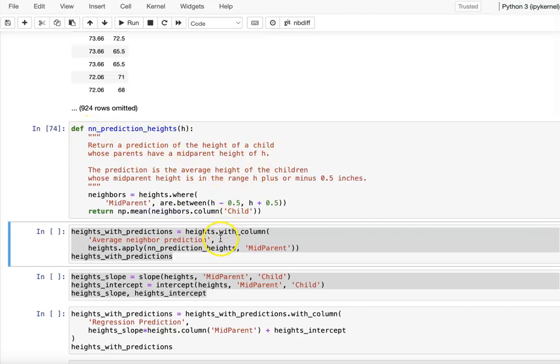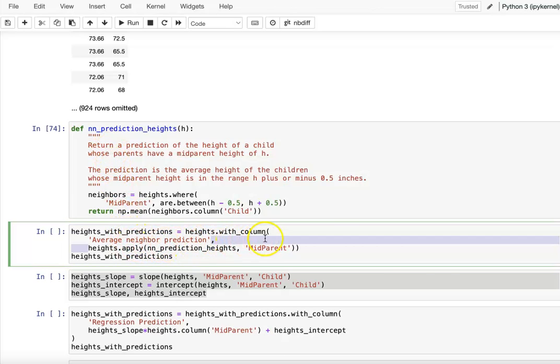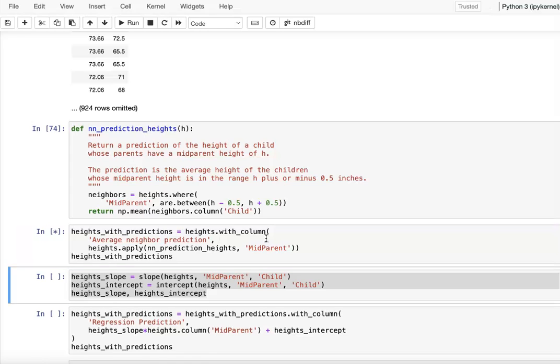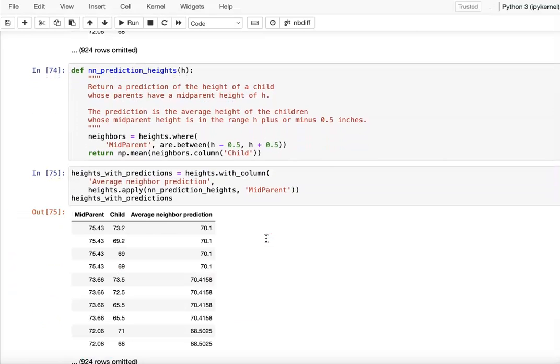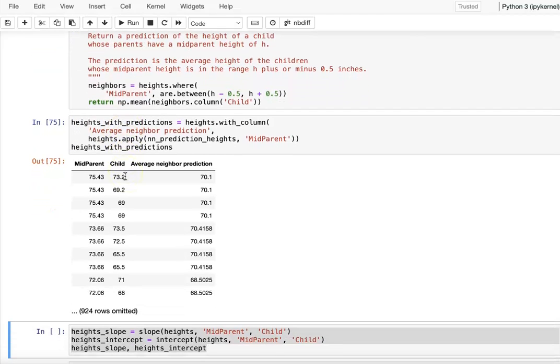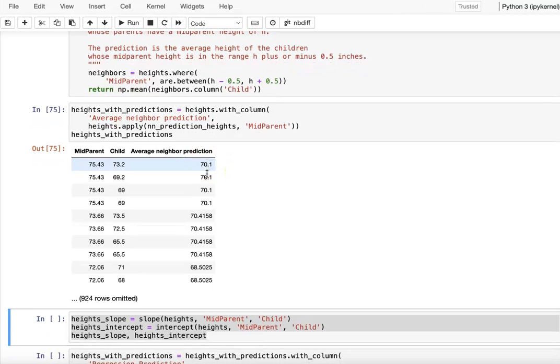With this function, we calculate for all the average heights of the parents, and then we find the corresponding average children's height. This is what we call the average neighbor prediction, where we use the nearest neighbor prediction. Then we can calculate our children's height. You can see it takes a little while. Besides the average parents' height and the original children's height, here is the average neighbor prediction.